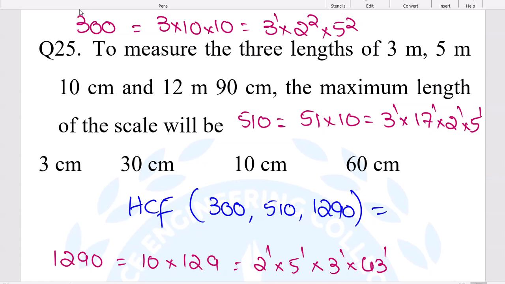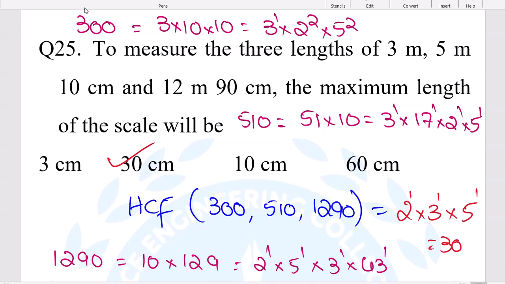Now I want to extend my discussion. For these three values, what is the LCM? For these three values, what is the HCF? Guys, everyone focus. If you want to calculate HCF for this, what are the common prime numbers in all three? 2, 3, 5. Take the least power of 2, least power of 3, least power of 5. So the answer is 30.